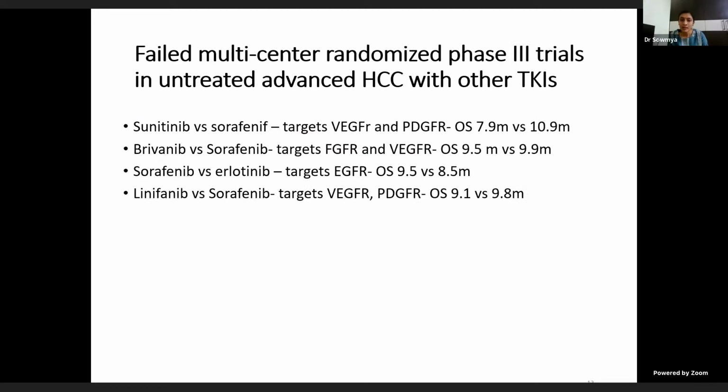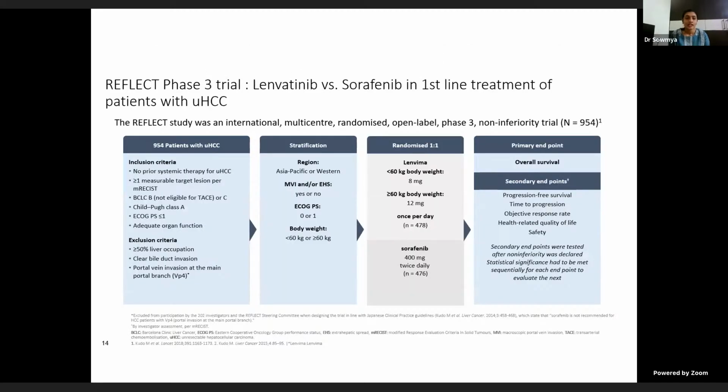For over 10 years, multiple other tyrosine kinase inhibitors were tested in multi-center randomized phase 3 clinical trials, compared with the already established sorafenib. Those were sunitinib, brivanib, erlotinib, and linifanib. All these drugs failed to show any efficacy over sorafenib. In 2018, the REFLECT phase 3 multi-center trial, which compared the efficacy of another tyrosine kinase inhibitor, lenvatinib, with sorafenib, was released. So it was approved as a first-line agent in 2018.